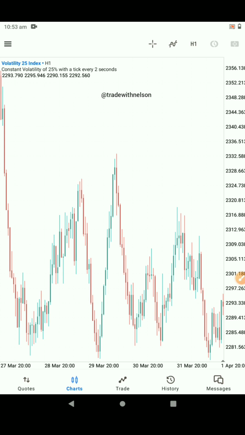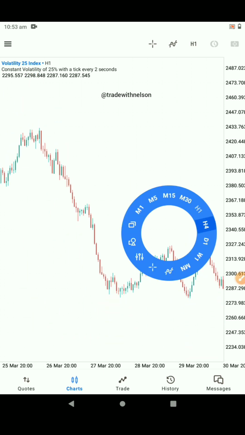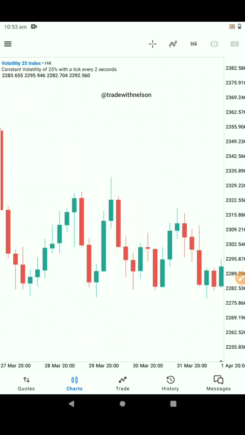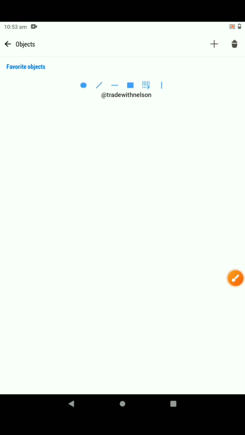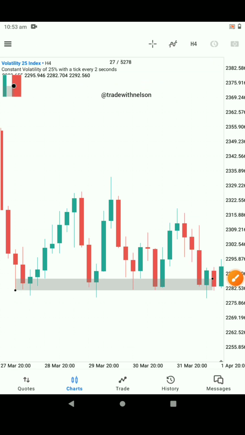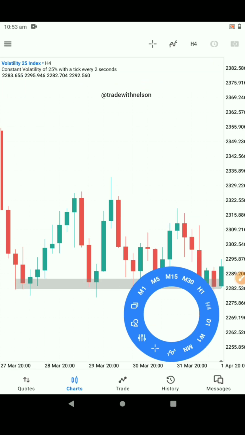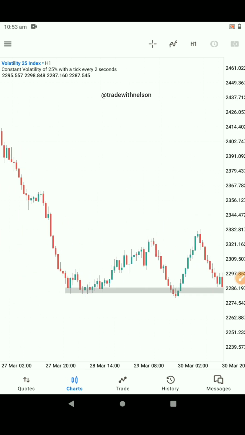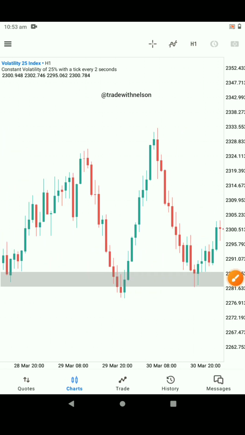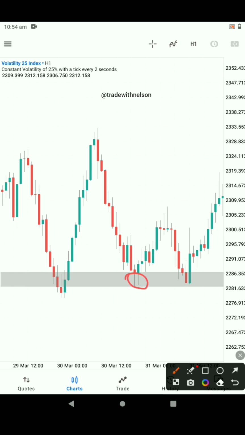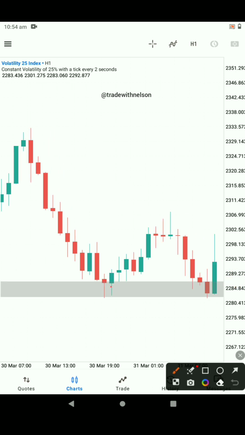Let's use volatility 25. First, we go to our 4 hour time frame. So if I zoom in to this point, this is the recent market. We have market reject from this point, reject from this point. So we can draw out that level for our next point of interest. So we go to our 1 hour time frame. This is the first touch. This is the second touch. So at the third touch over here, we have a strong close to the upside. We can have our buy immediately.